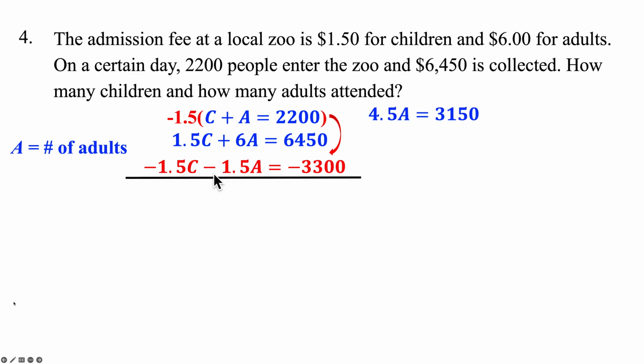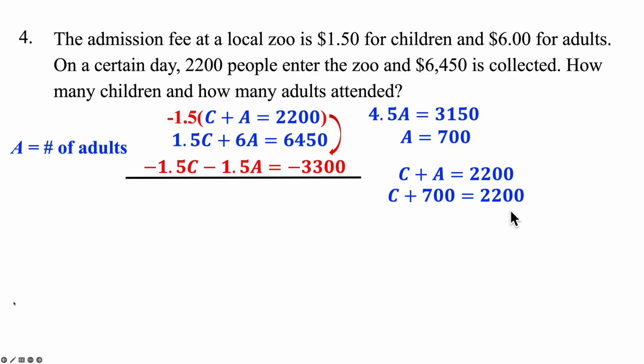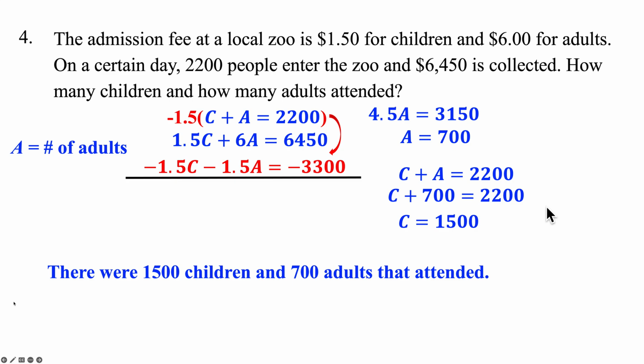Add that together. 6a minus 1.5a is 4.5a. Remember, the c's canceled. Calculator, 6,450 minus 3,300, 3,150. Then divide by 4.5, a is 700. Go back to C plus A equals 2,200, put 700 in for the A, subtract it over. C is 1,500. So there were 1,500 children and 700 adults that attended the zoo.